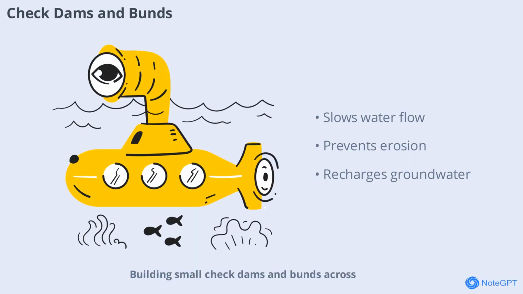Building small check dams and bunds across streams and fields helps slow down water flow, allowing it to soak into the ground. This not only prevents soil erosion but also improves groundwater recharge. Such structures are common in semi-arid and drought-prone regions.